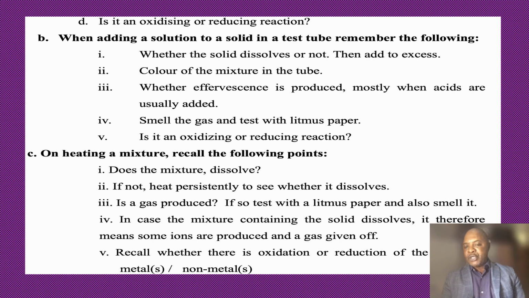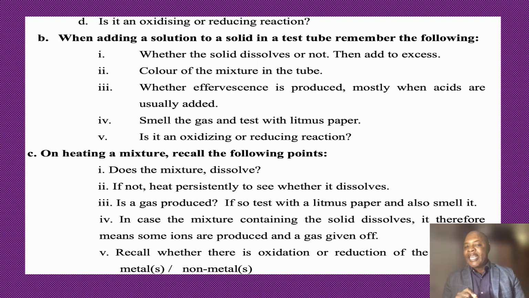Whether effervescence is produced, mostly when acids are usually added, especially to solids like a carbonate. You will see effervescence indicating the production of a gas, and carbonates usually produce carbon dioxide. If you are a smart student, if you are using a carbonate and a dilute acid and effervescence is observed, test for the gas immediately. You could use lime water to test for it. Then smell the gas and test with litmus paper. Is it an oxidizing or reducing reaction?